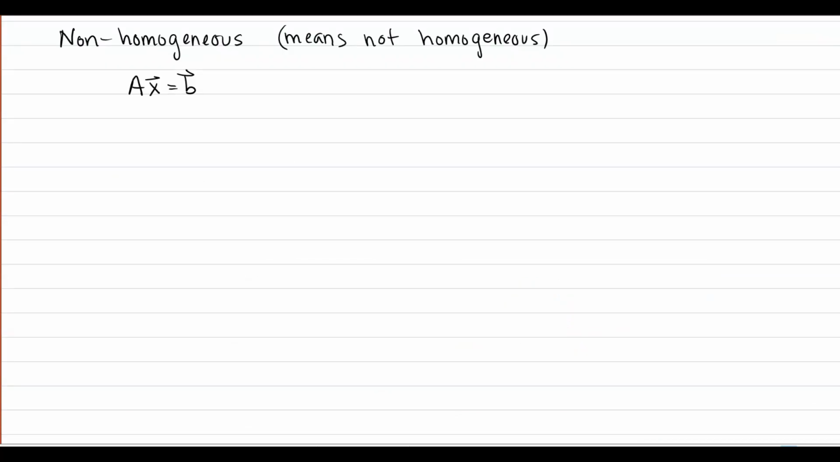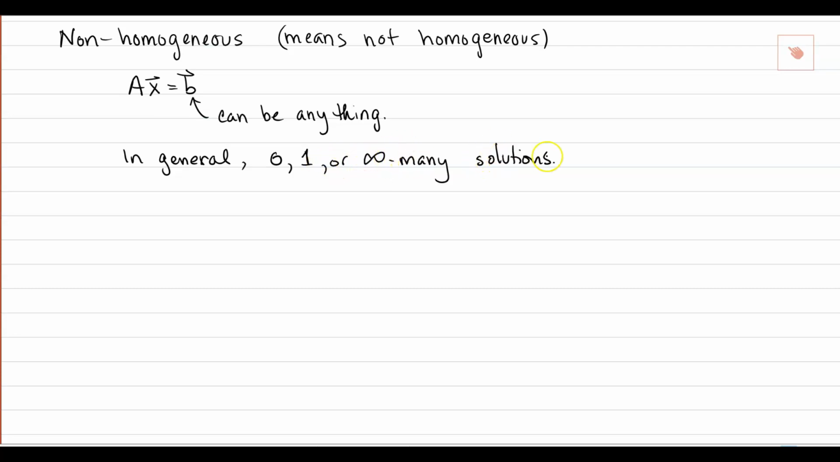So in our more general situation of non-homogeneous systems of linear equations, and non-homogeneous just means not homogeneous, this right-hand side vector can be anything. So that means that the plane described by each equation in your linear system could go through the origin or not. It just totally depends. And in general, as we already know, anything can happen with a solution like this. And the anything choices are 0, 1, or infinitely many solutions.